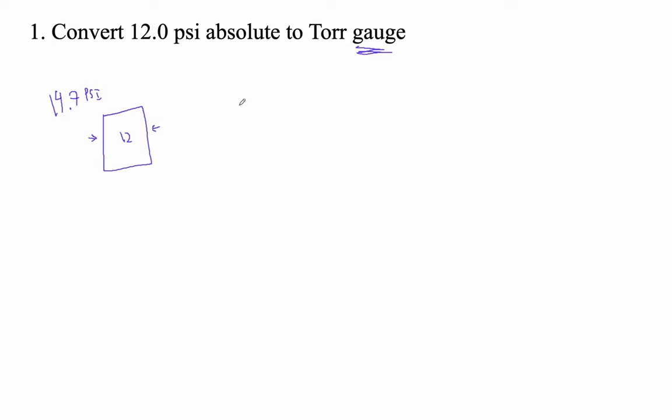So what is it? Absolute is gauge plus an atmosphere. In this case, it's 14.7. So 12 is equal to the gauge plus 14.7. So obviously our gauge pressure is negative.